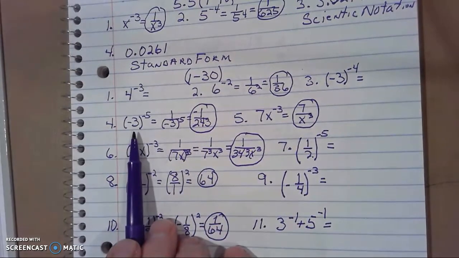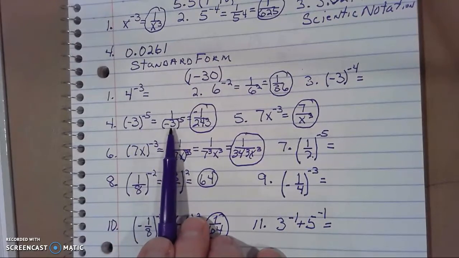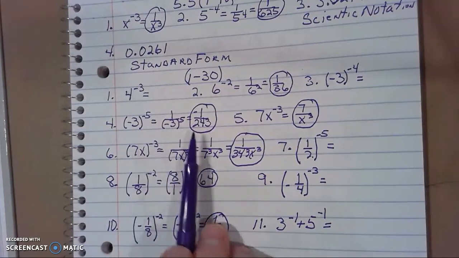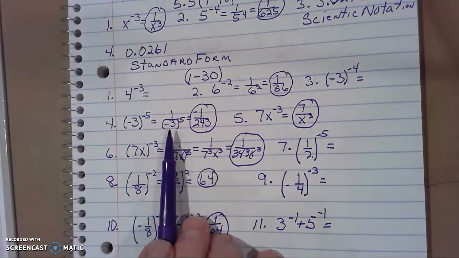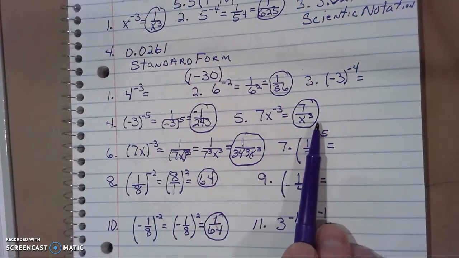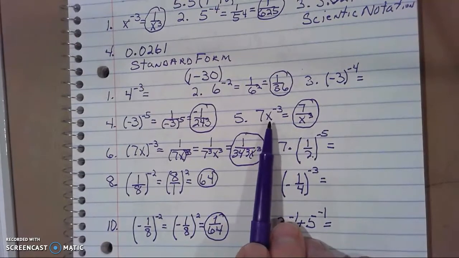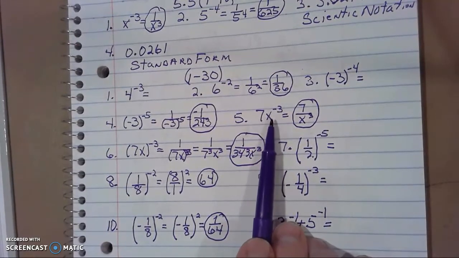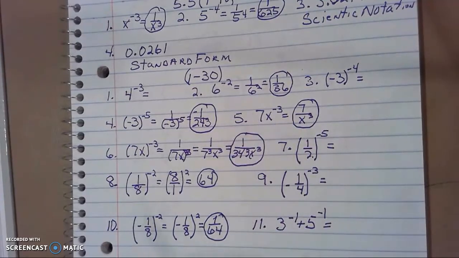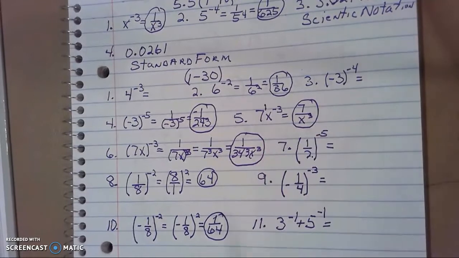Number 4, negative 3 in parentheses to the negative fifth. So the negative 3 moves down in parentheses to the positive fifth, which gets rid of the negative exponent. Then negative 3 times negative 3 times negative 3 times negative 3 times negative 3 is negative 243. So negative 1 over 243. Now number 5 I did because I wanted to remind you this negative 3 is only for the x. So 7 over x cubed. 7 had an exponent of 1.